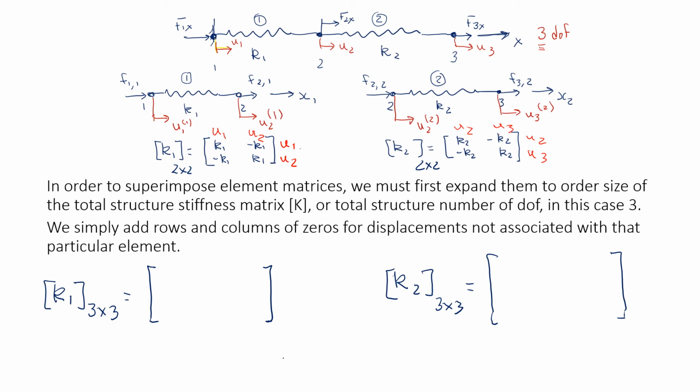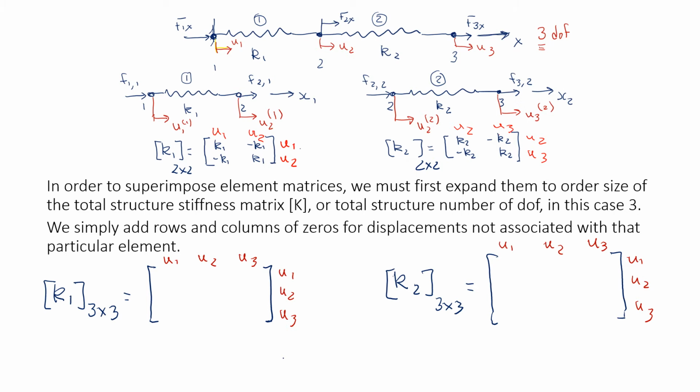So these can go nicely into the global stiffness matrix. Before I start writing, I would like to label my degrees of freedom. So I'm going to go for the global degrees of freedom, for a total of 3. And I'm going to go U1, U2, U3, U1, U2, and U3. Same here, U1, U2, U3, U1, U2, and U3.